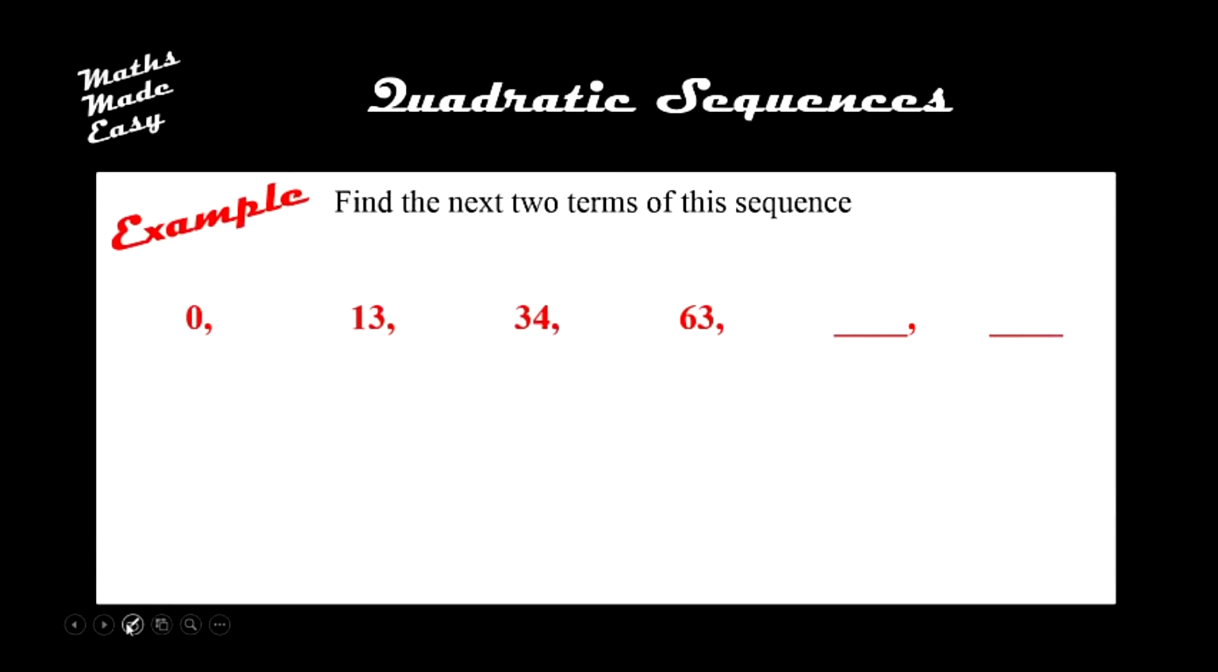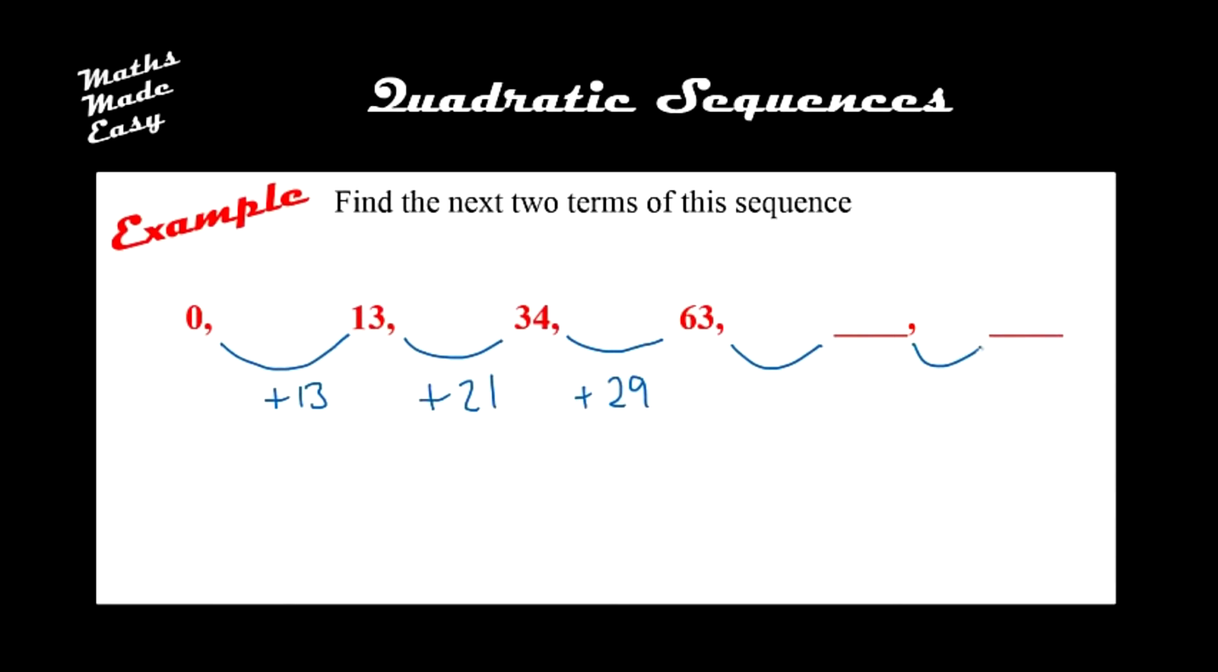So this one here, again I'll work out my first line of differences. So this one's add 13, this one is add 21, this one is add 29, and these two I don't yet know until I work out my second differences. So this one here is add on 8, this one here is also add on 8. So the second difference must be add 8 every time. So if I add 8 to this, and then add 8 to the next one, I'll get my next two numbers. So let's go back to blue.